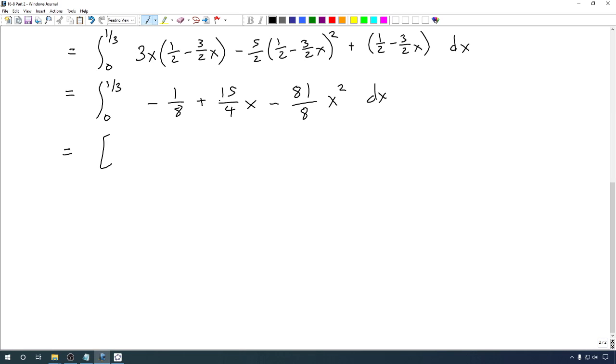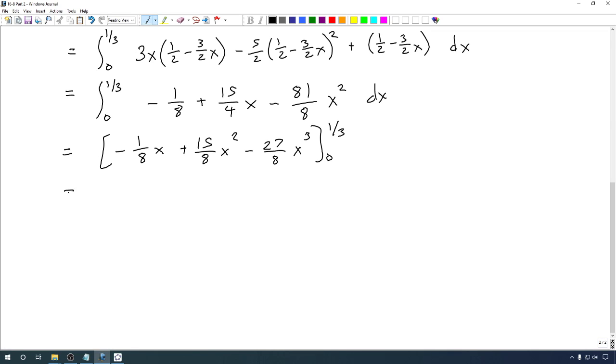But we're going to integrate this. Obviously, 1/2 becomes a negative 1/2 x. Here the x becomes an x squared, but then we have to divide by that 2. So we have 15/8. And here, when we raise the x squared to an x cubed, the 81 already has a 3 that we can divide out. So we get a minus 27/8.